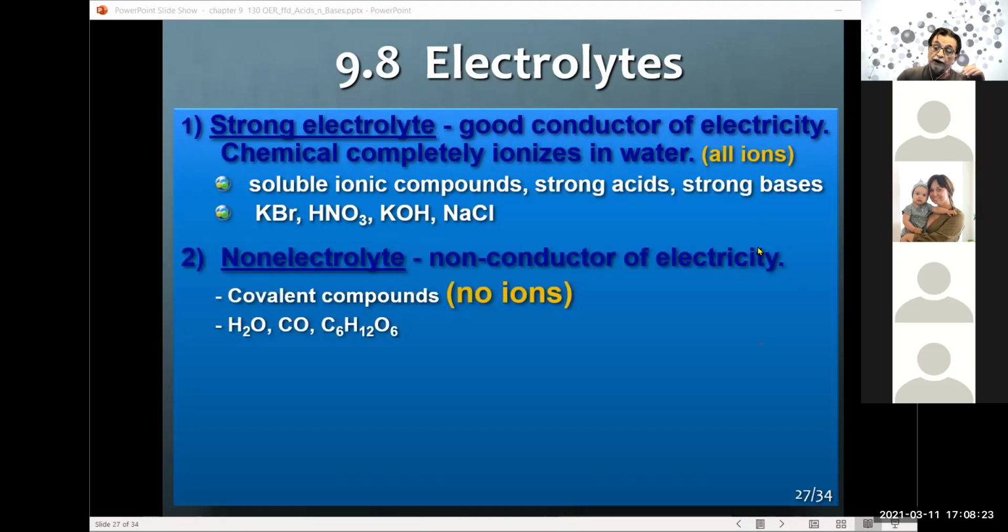Non-electrolytes. Now, these are covalent compounds. Remember, acids like nitric acid and hydrochloric acid are covalent compounds. Normally, covalent compounds, when you put them in water, do not dissociate. The only exception to that is acids. They dissociate to produce a proton. That means all the other covalent compounds that are not acids do not dissociate. They don't produce ions.